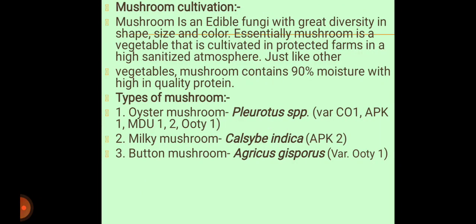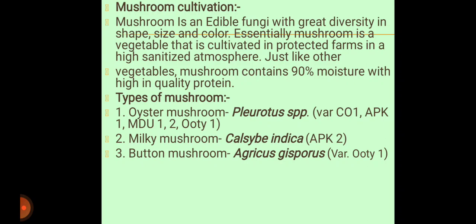Then another business, that is mushroom cultivation. Mushroom is an edible fungus with great diversity in shape, size, and color. Essentially, mushroom is a vegetable that is cultivated in a protected farm in a highly sanitized atmosphere just like other vegetables. Mushroom contains 90% moisture with high quality proteins.